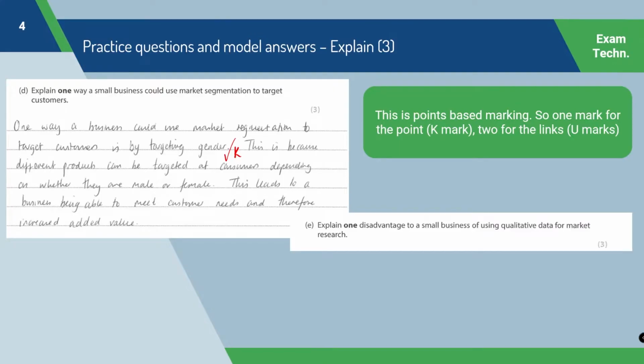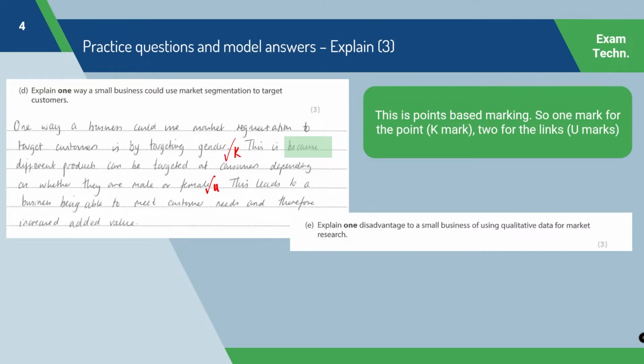This is because different products can be targeted at customers depending on whether they are male or female. So the business are then going to decide we're going to make a product that is aimed at male or female. So therefore that gets the next step in the chain. So that gets the 2nd mark.